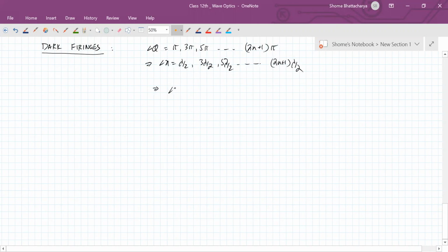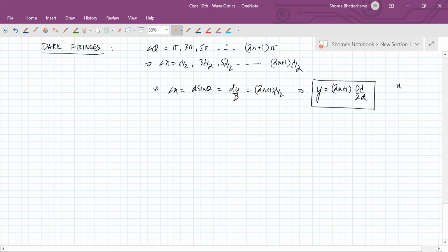So correspondingly, delta x, which is d sine theta or dy by d, should be (2n plus 1) lambda by 2. So the position on the screen, the linear position y, will become an odd multiple of this factor d lambda by 2d. So this is the general formula. Actually, we will write it as 2n minus 1 because we will not start n from 0. We'll start n from 1 because there's no such thing as the 0th order or central dark fringe. We start from n equal to 1. So here n is equal to natural numbers.